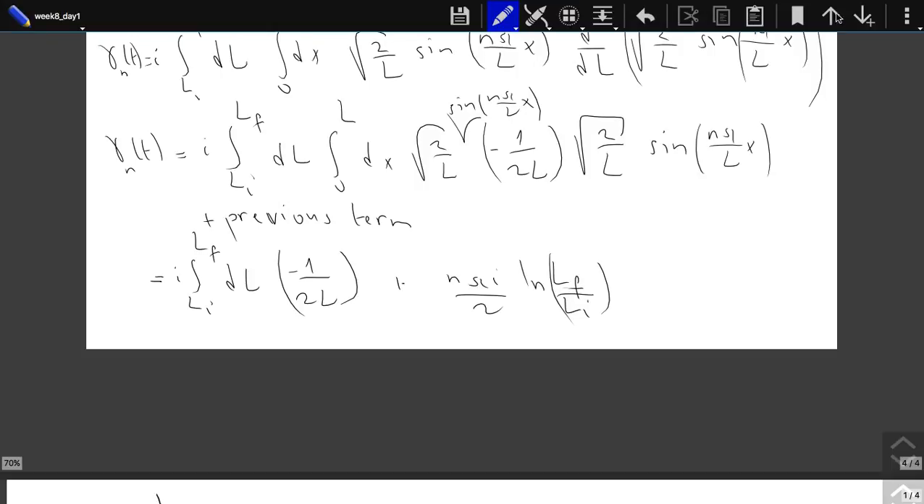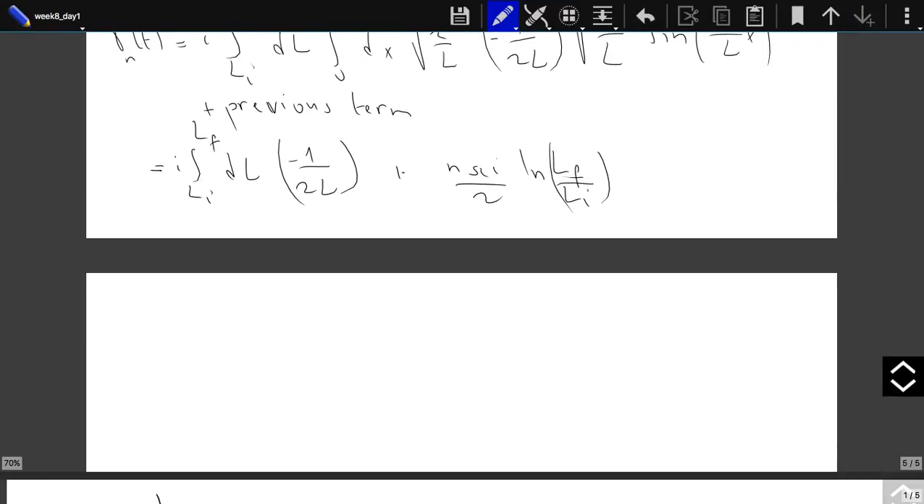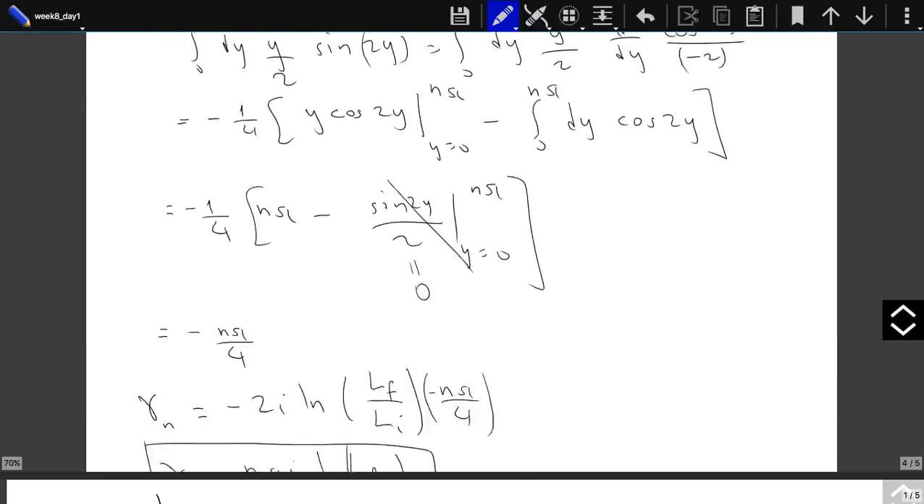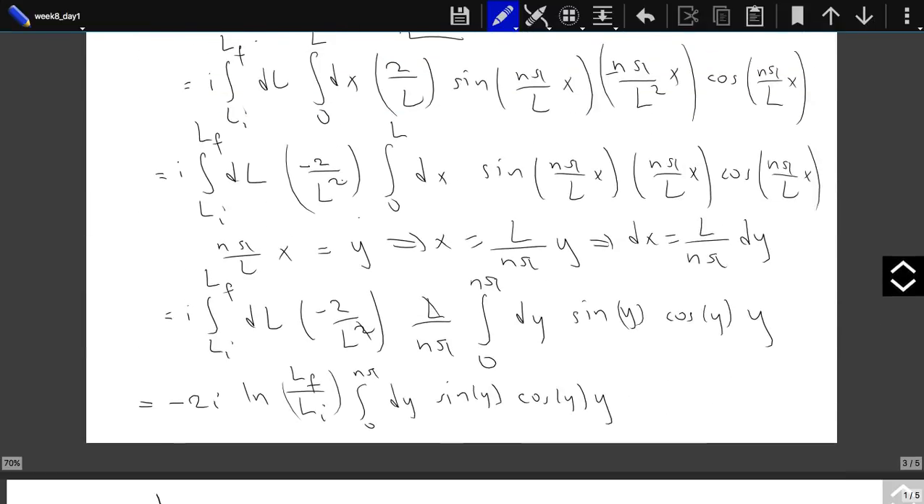Plus this one. This is equal to minus i over 2 logarithm of L final over L initial plus n pi i over 2 logarithm of L final over L initial. So we apparently have a mistake in our previous calculation also.